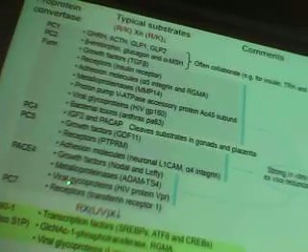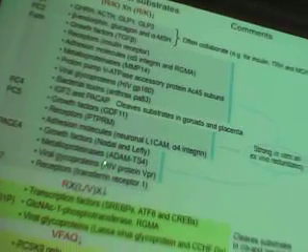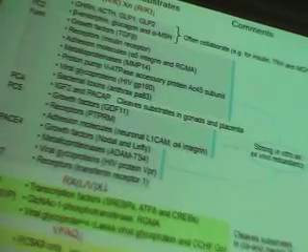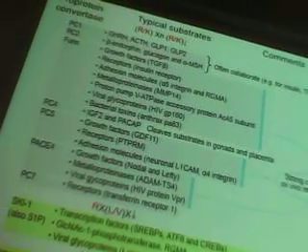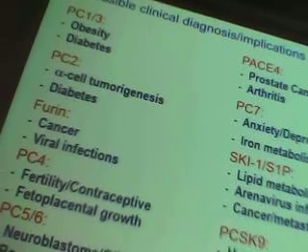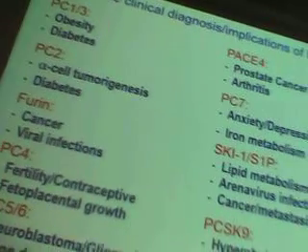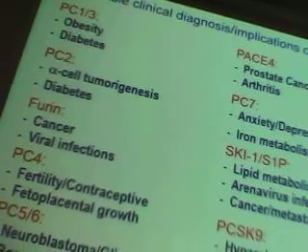Antibacterial toxins too, with the anthrax. You heard about the White House when they got an anthrax letter, it was full of anthrax, and they began to give them some of these furin inhibitors just in case, to block the entry of the anthrax. PC7, we'll come back to this. Specific protease SKI-1 we will talk about, and also PCSK9.